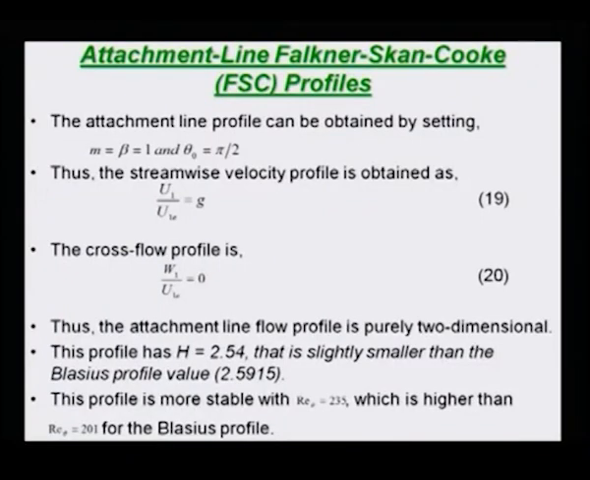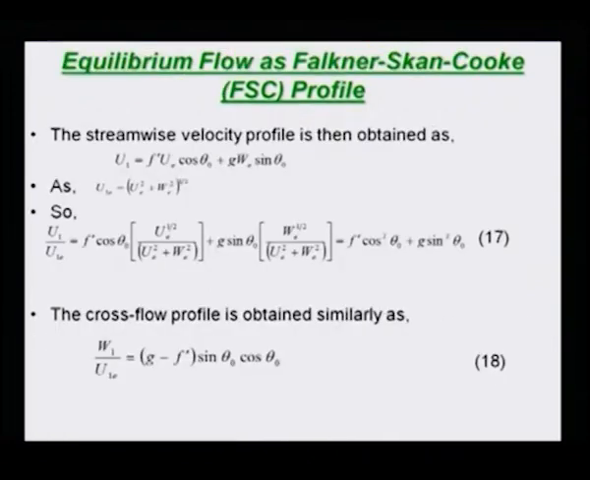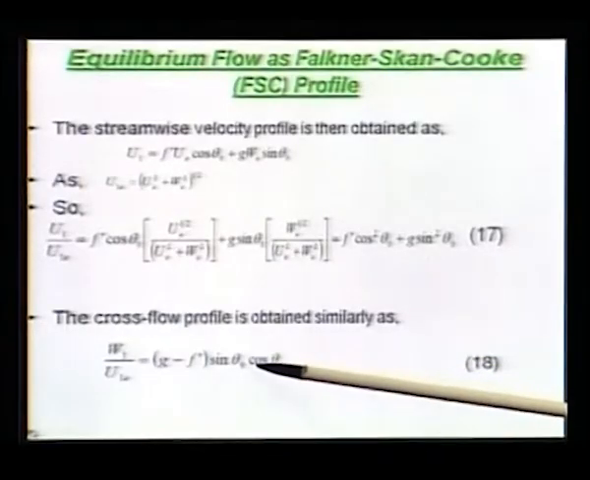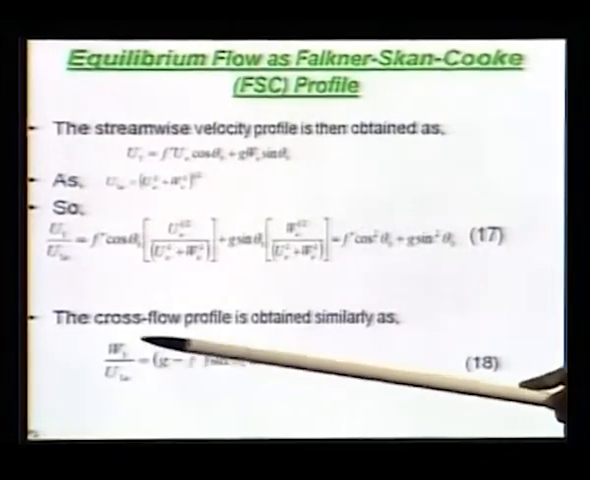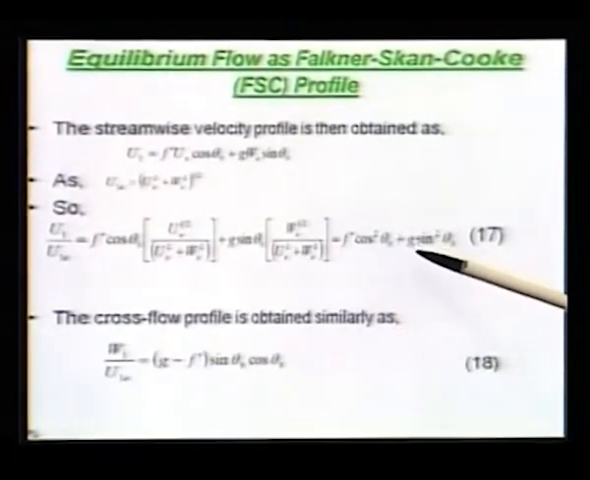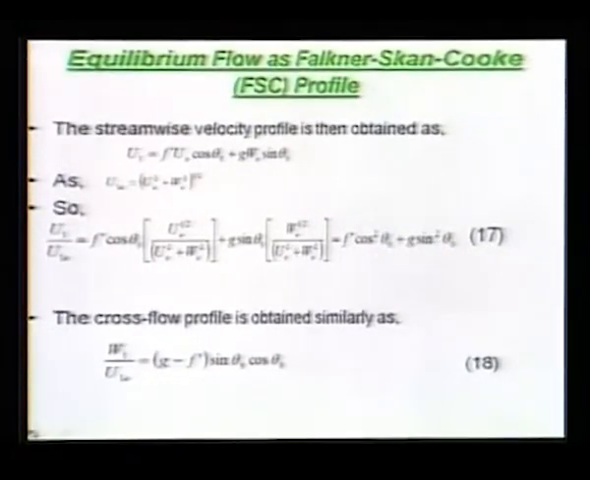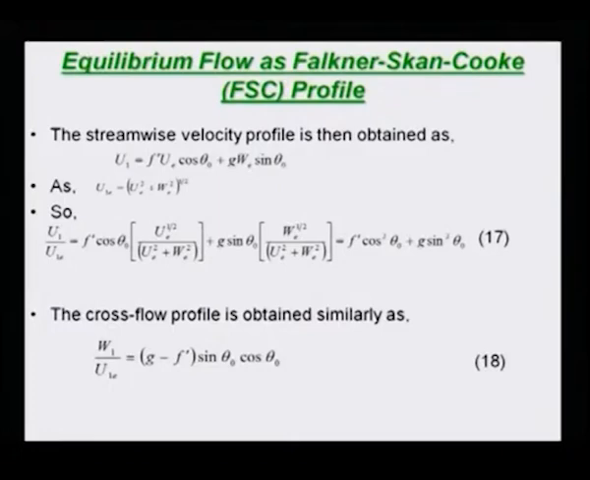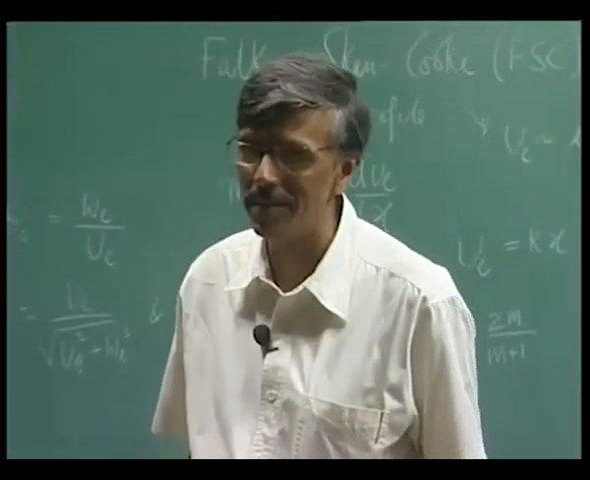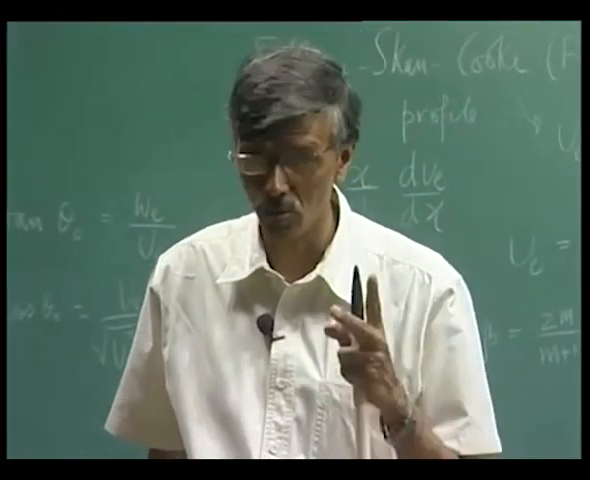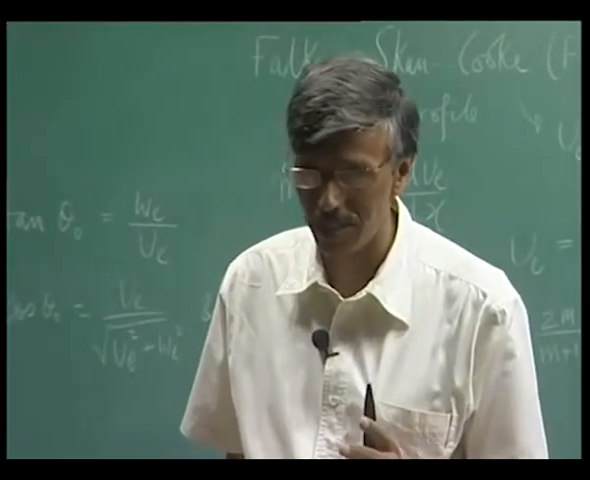Of course, you see it, right, because W1 by U1e is f prime minus g into sin theta naught cos theta naught. So, what happens for 90 degrees, of course, this goes to 0, that is what we have established. So, W1 is 0. What about U1? You will get this part go away, only this part will be there. So, what happens is, you will have a two dimensional flow on the attachment line plane, but you will be solving those two ODEs that we have seen already.